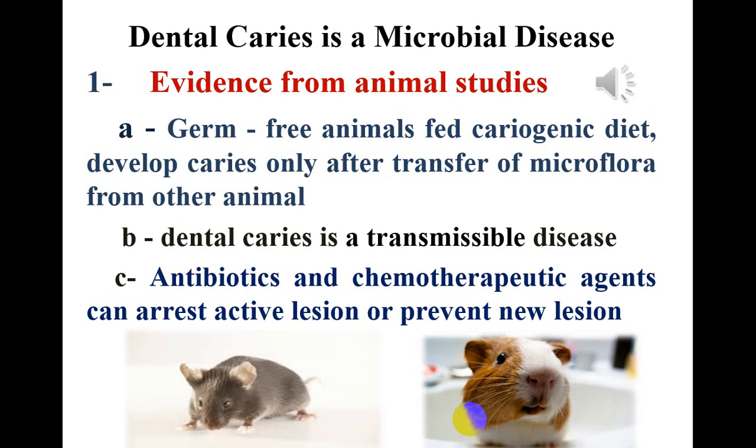Let's discuss first the evidence from animal studies. From different experimental animal studies, it has been shown that germ-free animals fed a cariogenic diet develop dental caries only following the transfer of bacteria from other animals. So cariogenic bacteria can be transferred from one animal to another. That's why dental caries is considered to be a transmissible disease. So it is a transmissible and infectious disease.